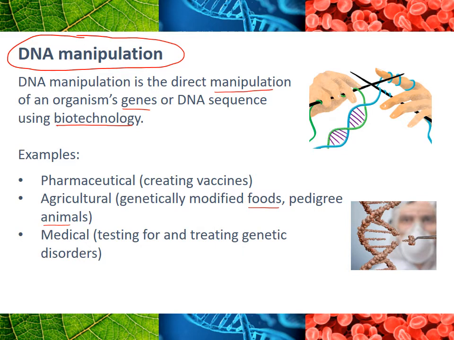In medical fields, it's very commonly used for testing for genetic disorders and also treating things. So even things like producing insulin for diabetic people is done using a type of DNA manipulation. And we'll look at that a bit later on in this section.